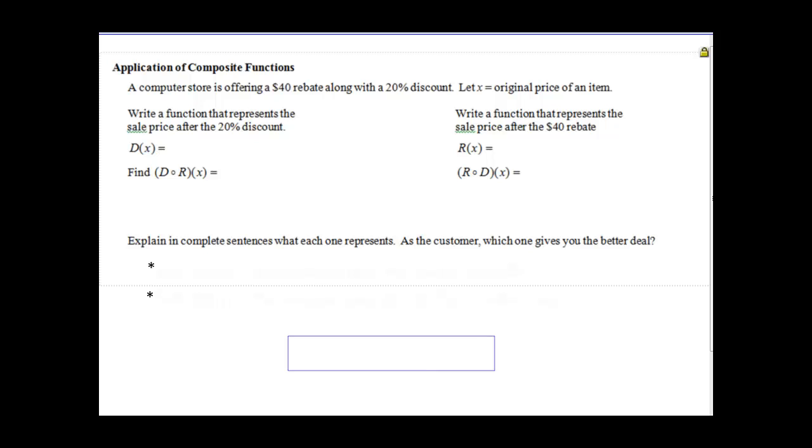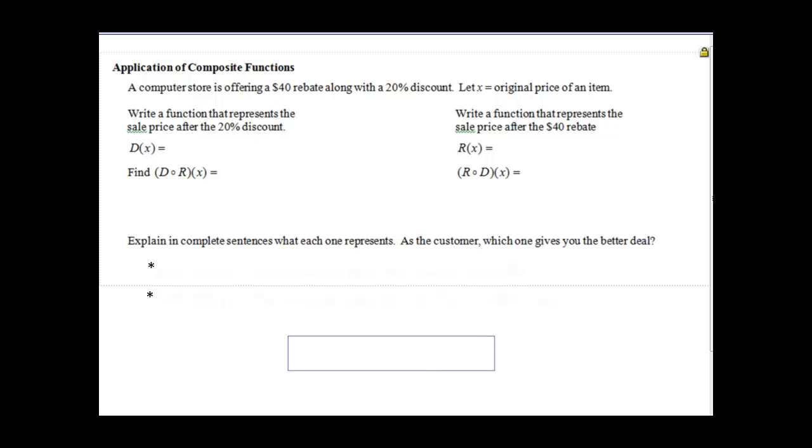Putting this all together, application of composite functions. So we have a computer store offering a $40 rebate along with a 20% discount, and x is the original price of the item. Okay, what we're trying to figure out is, should we take $40 off first, then apply 20%, or should we apply 20% off first, then take $40 off?